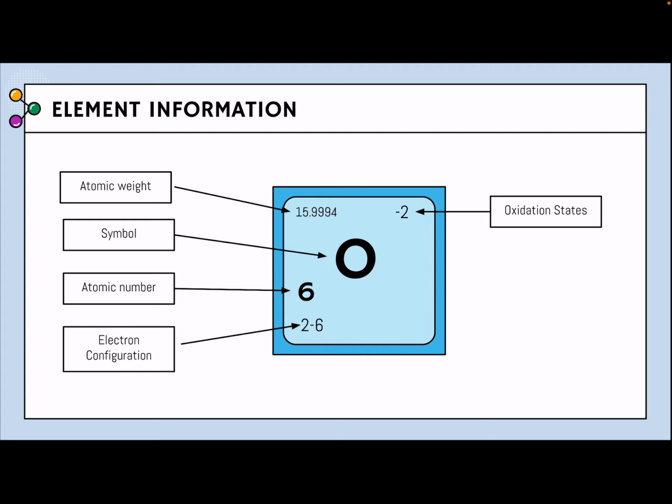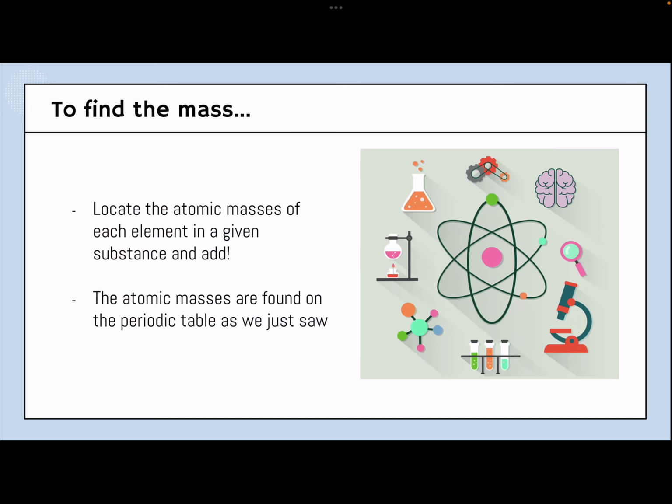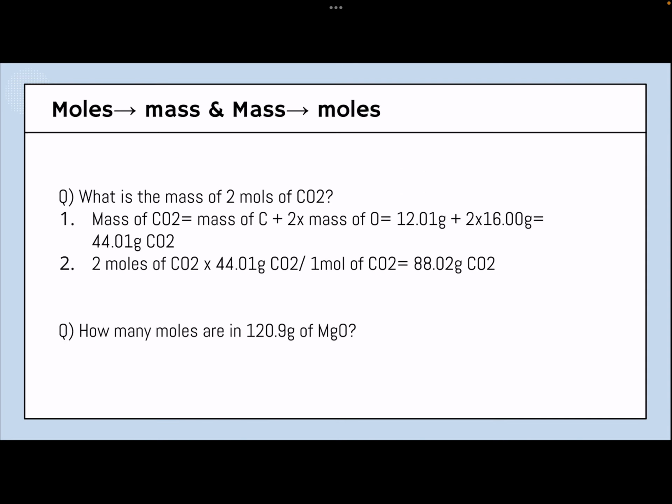To find the atomic mass of the substance, add up the atomic masses of each element given in the chemical formula. Let's look at example 2 to convert moles to mass, now that you have refreshed your memory on how to find masses of each element. What is the mass of 2 moles of CO2? First, we need to find the mass of 1 mole of CO2. In 1 mole of CO2, there is 1 mole of carbon and 2 moles of oxygen.